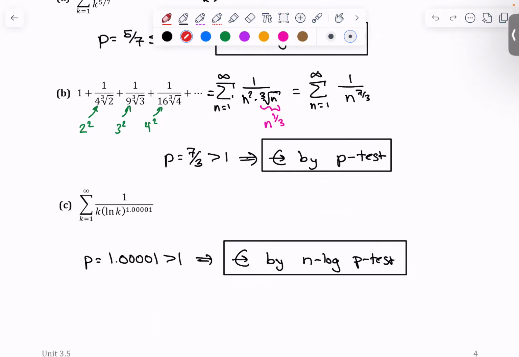Cool. So the p-test is very, very useful. Besides the divergence test, it's probably the most commonly used test, though you wouldn't think about it until you see the next tests. All right.